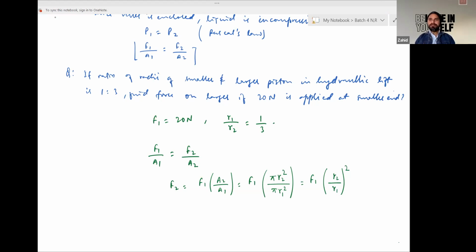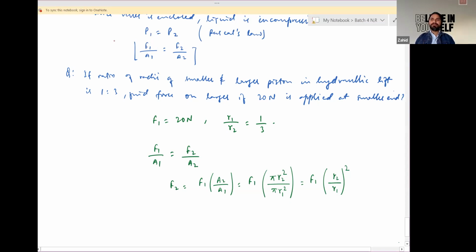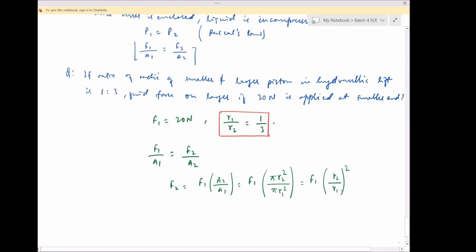Good, Nabila. Good, Aksham. Good, Minashi. Raza, just check your calculation. The ratio is R2 over R1 whole square, but you have given R1 upon R2. This is R1 upon R2. Good, Mazia.